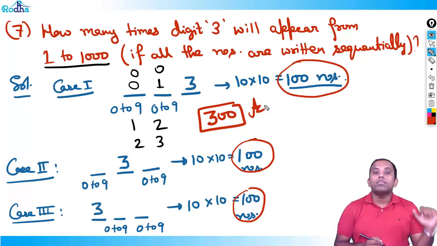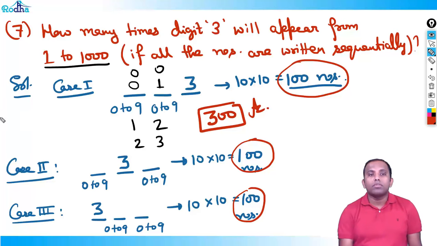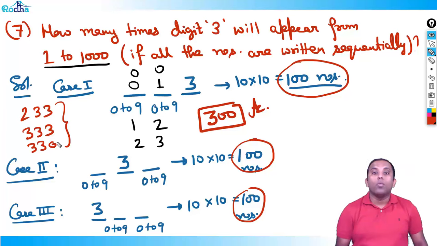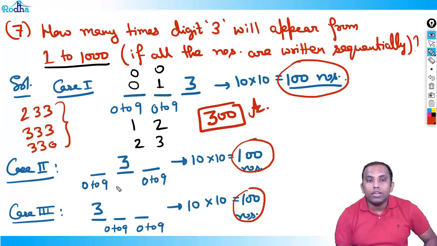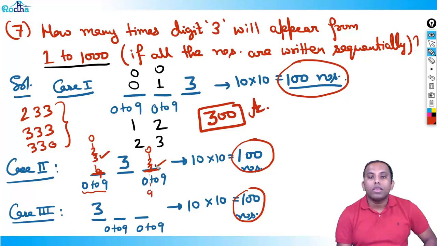Why 300? Because you can get a doubt here: what happens with numbers where 3 occurs 2 times or 3 times? Are they included? They are included, right? Why? Suppose we discuss case 2 here. For the first place, you have taken all the numbers from 0 to 9. That includes 0, 1, 2, 3 till 9, so 3 is also there. Here also 0, 1, 2, 3, so 3 is also there. So 3, 3, 3 will form 333 here. So that 333 is included. There's absolutely no issue here.